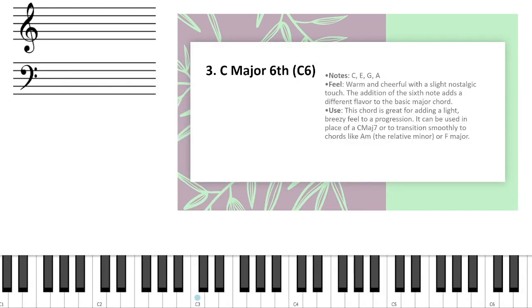This one is C major 6th. It has the notes C, E, G, and A. Warm and cheerful with a slight nostalgic touch. The addition of the 6th note adds a different flavor to the basic major chord, major 6th. This chord is great for adding a light, breezy feel to a progression. It can be used in place of C major 7th or to transition smoothly to chords like A minor, the relative minor of C, or F major.